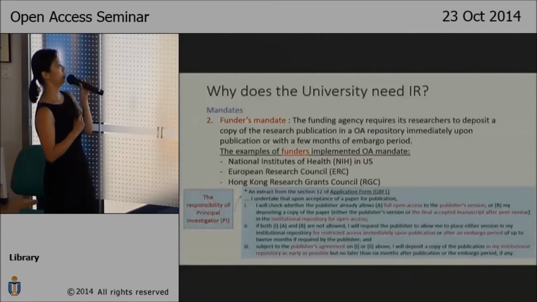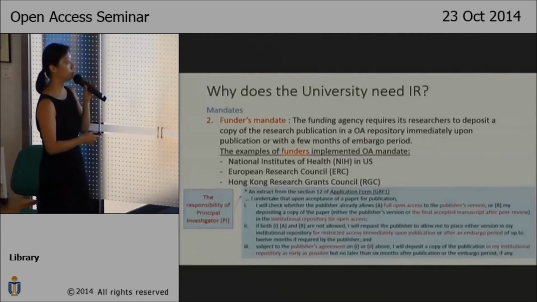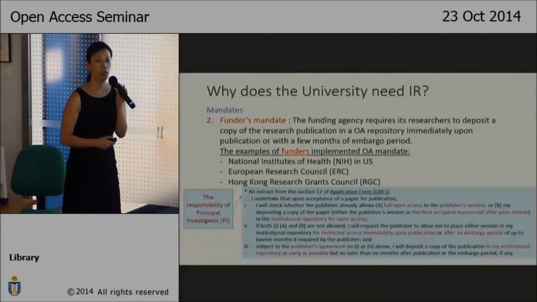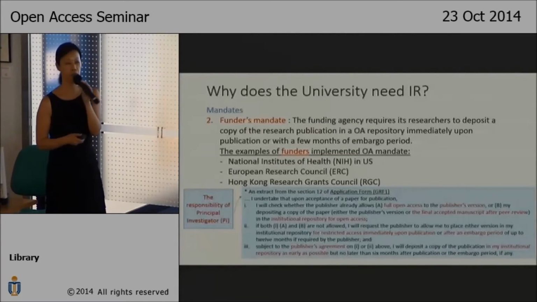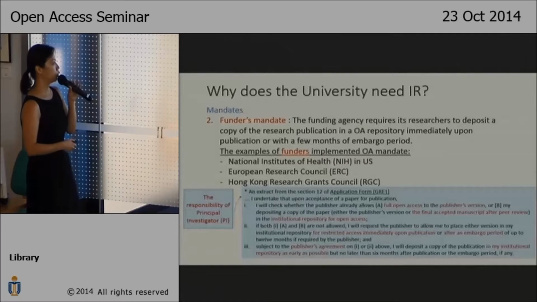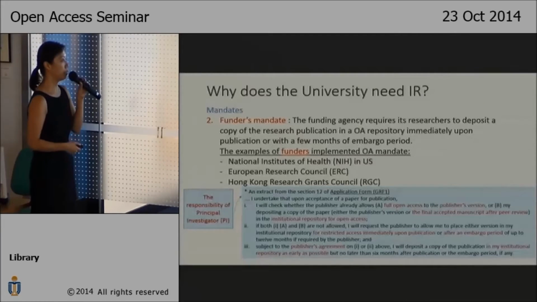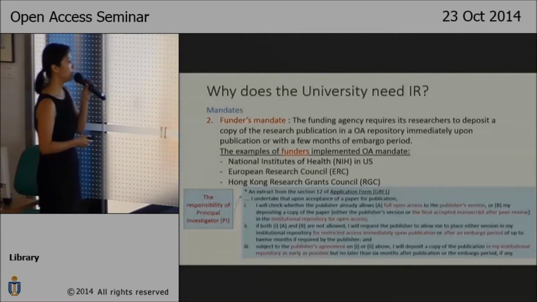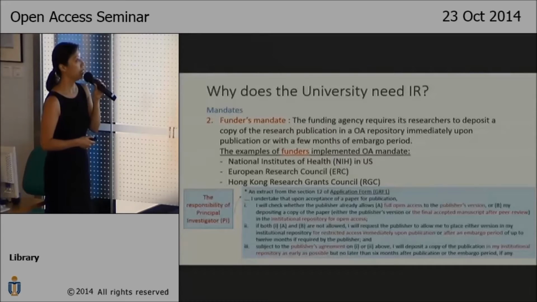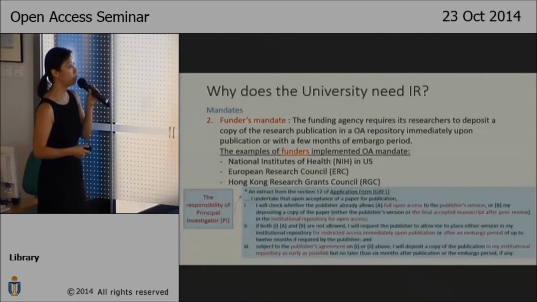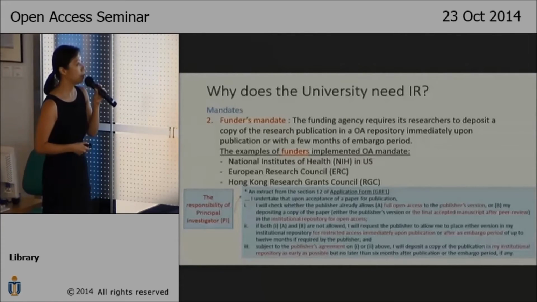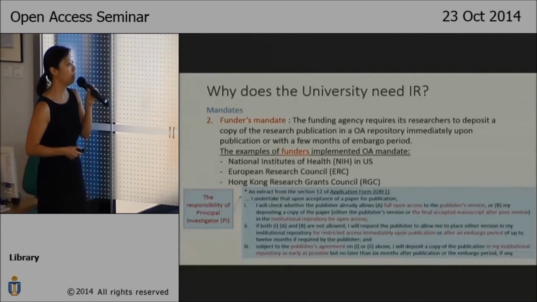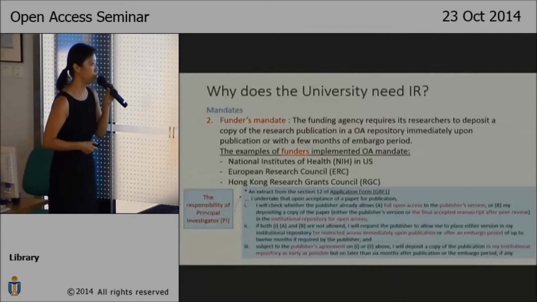So here, if you can see clearly, is an extract from section 12 of an application form of GRF. GRF is the General Research Fund, a common fund. This is under the responsibility of the principal investigator, the PI. The PI needs to undertake these actions upon acceptance of a paper for publication. So the PI will check whether the publisher already allowed A, full OA to the publisher version, or B, depositing a copy of the paper, either publisher version or final accepted manuscript after peer review, in the institutional repository for OA.